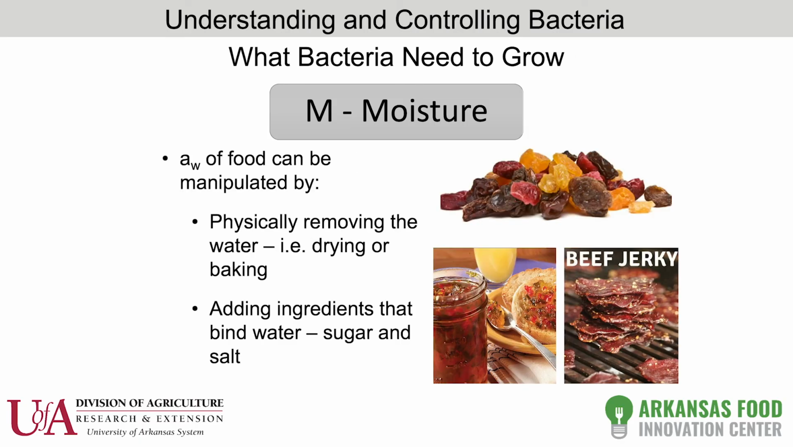The water activity of a food can be manipulated so that microbial growth is limited. One way this can be done is by physically removing some of the water naturally present in the food. We do this when food is dried and when it is baked. Another method of limiting water activity is to add ingredients that bind or hold on to the water so it is not available for use by the bacteria. Sugar and salt are two such ingredients.